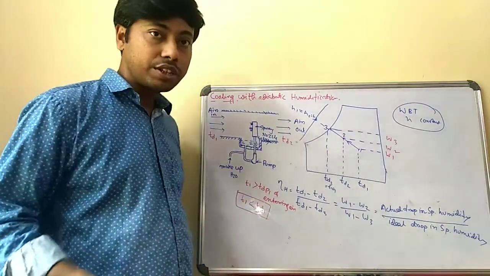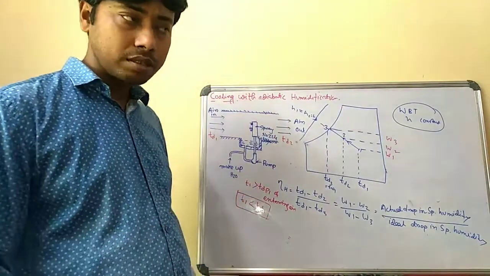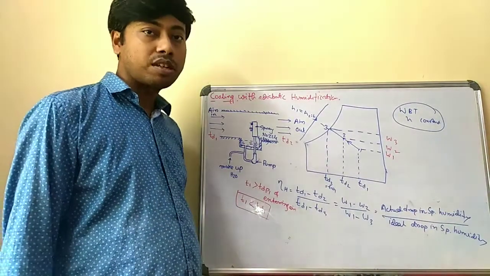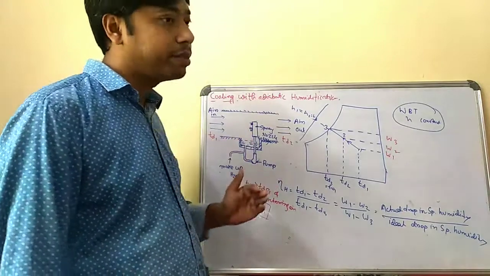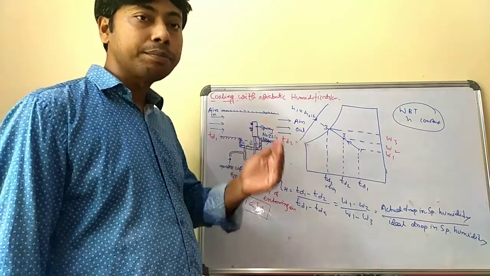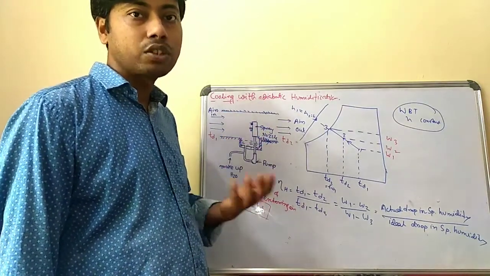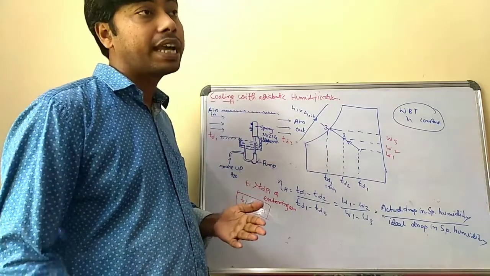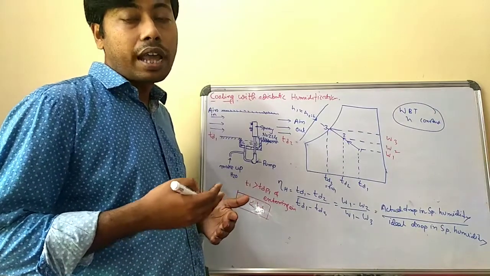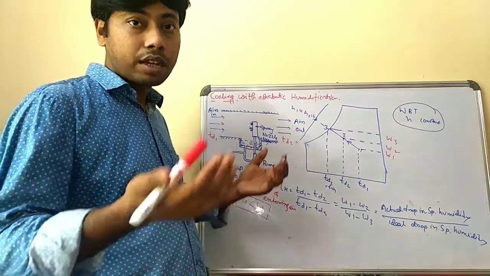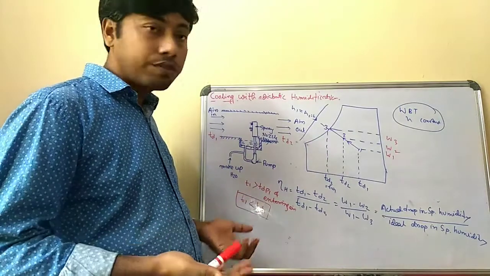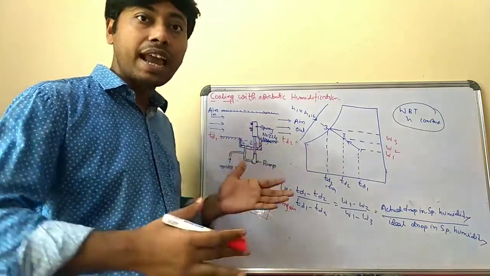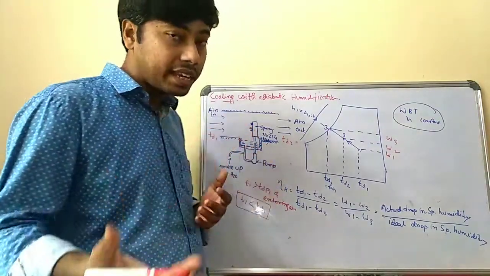As you know, cooling and dehumidification is also a psychrometric process. Similarly, cooling with adiabatic humidification is a psychrometric process, in which cooling means the air temperature should be cooled, and humidified means moisture is added to the particular air. That is humidification, and it is done adiabatically. That's why the process is named cooling with adiabatic humidification.